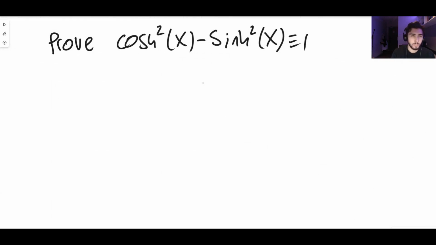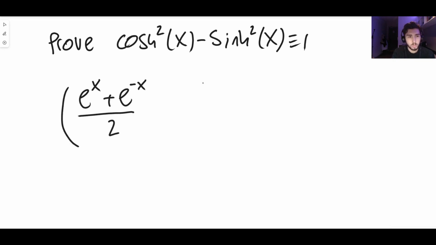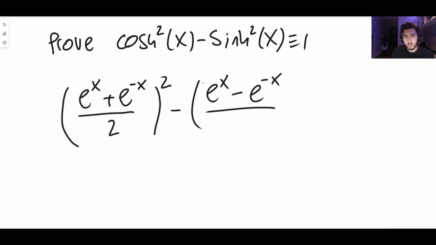So how do we do this? Well, we take our definitions of cosh and sinh. So cosh, remember, is e to the x plus e to the minus x over 2 by definition. This is cosh. So cosh squared is just all of this squared. And then we're going to take our minus sinh squared. Well, sinh is e to the x minus e to the minus x over 2.